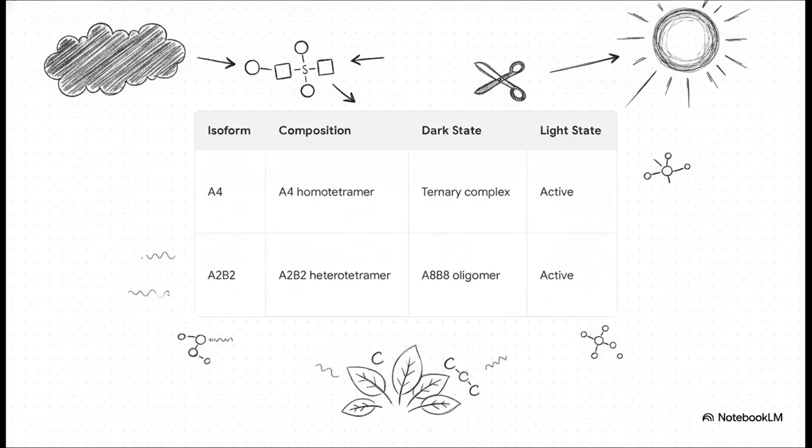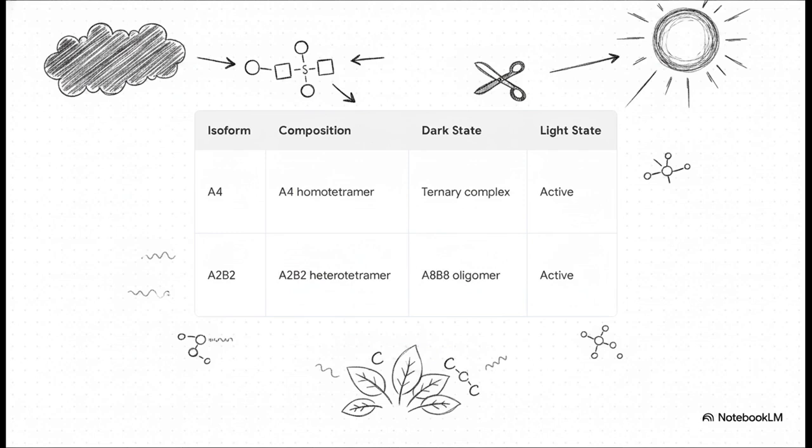The absolutely crucial point here is understanding how this CP12 clamp affects the different versions of the GAPDH enzyme. For instance, the A4 homotetramer isoform is the one we just discussed. In the dark, it gets locked tightly into that inactive ternary complex. But the A2B2 heterotetramer isoform acts differently. Its regulation is actually autonomous. In the dark, it forms this larger inactive A8B8 oligomer, which is regulated by a disulfide bond on its B subunit.